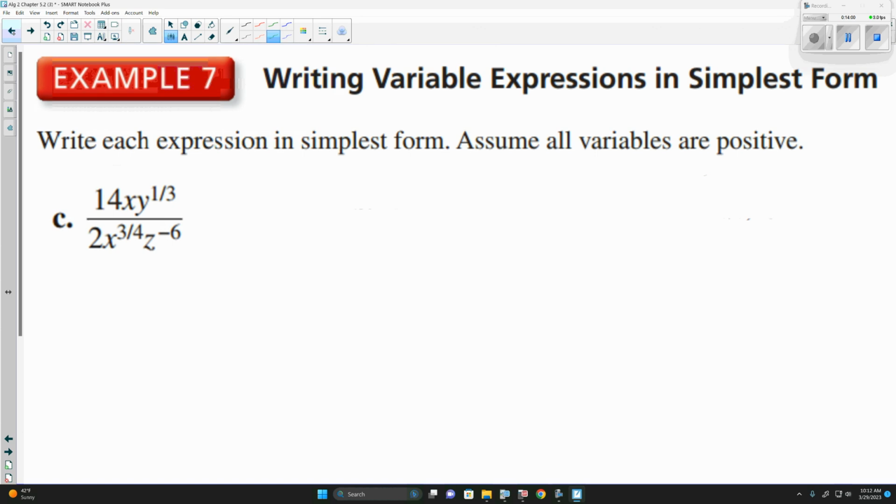This one here is going to be the last time we're jumping back and forth. From here on, we'll be kind of following along after this one. Write each expression in simplest form. Assume all variables are positive. So we're going to go on and divide. Now when we divide like bases, we subtract the exponents. But before we do that, we can divide our numbers. 14 divided by 2 is 7.